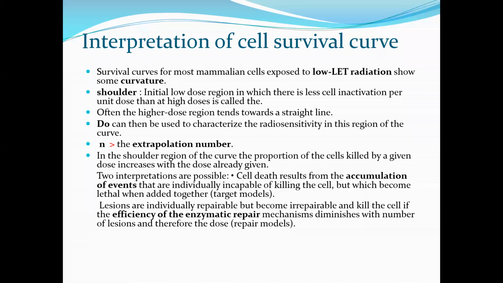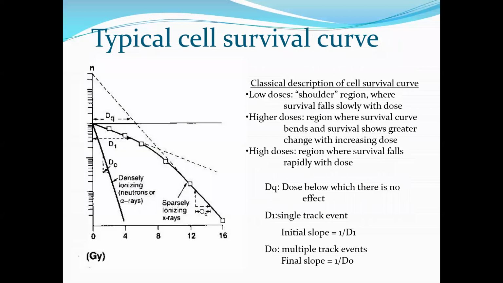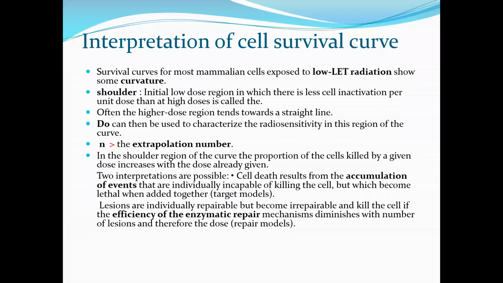N is the extrapolation number, which is the width of the shoulder. In the shoulder region of the curve, the proportion of cells killed by a given dose increases with the dose already given. Two interpretations are possible.